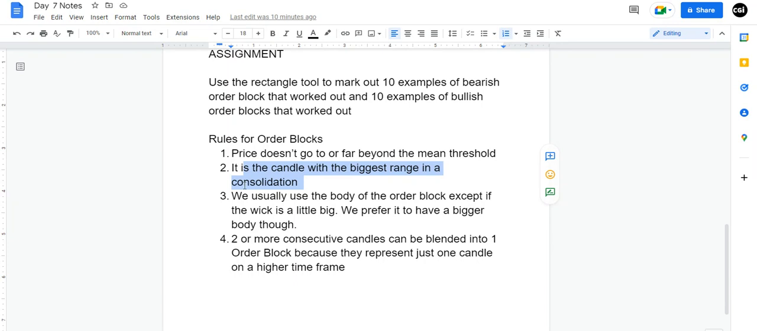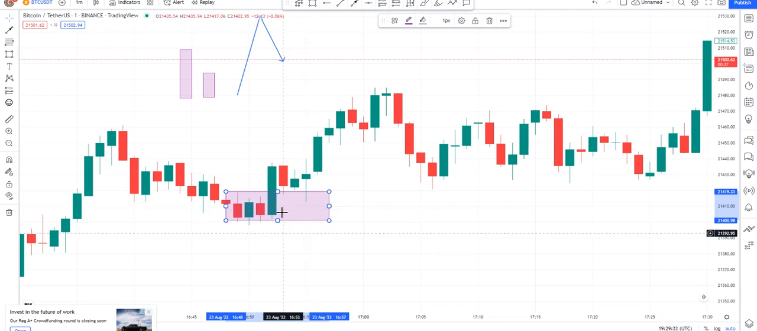Okay. So rule number three is that we usually use the body of the order block except if the wick is a little big. This is what I explained first. I will still send you guys a video on how to blend candlesticks from one time frame to the other. Or if you still don't understand the video after I send it, what you can be doing is that you can go down to a lower time frame to check your order block and make sure that you select the one that has the biggest body.